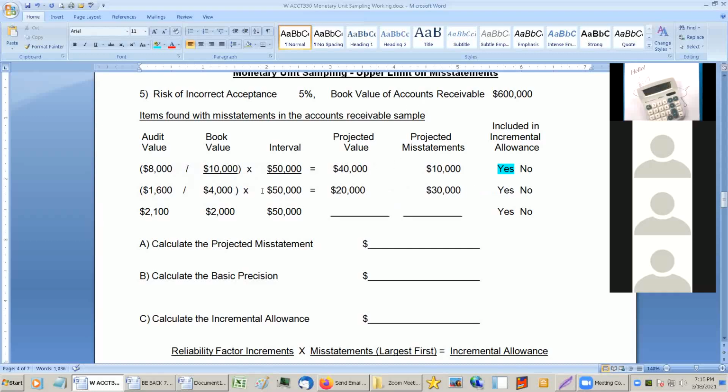So the interval is 50, 20 is misstated, and the rest will be in. Now, is it included in the incremental allowance? It is if the book value is less than the interval, and it is. So there still could be more things wrong in that interval. So yes, it's included.